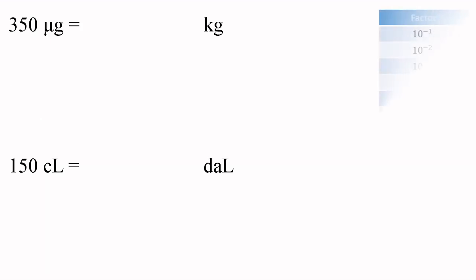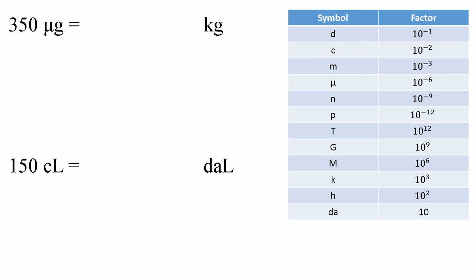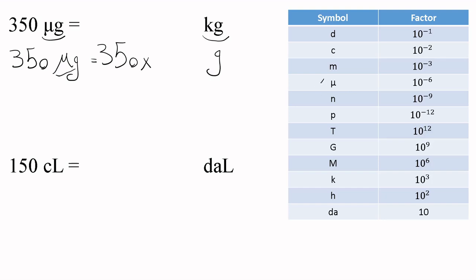Let's solve the next example with each other. As you can see, it is the third type of question because on both sides, this side and this side, we have prefix units. So what should I do? First, I must convert it to base unit. So 350 microgram is equal to how many grams? I must multiply 350 by the number of micro. Here, 10 to the power of negative 6.